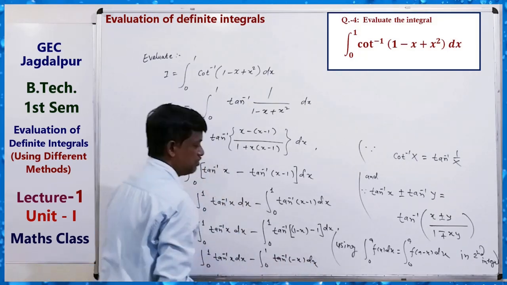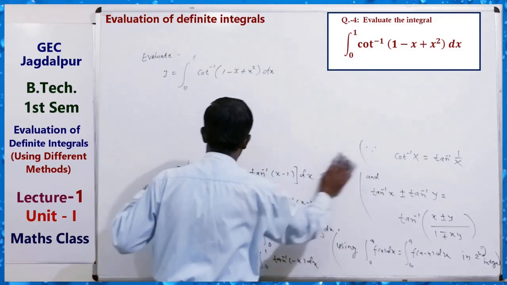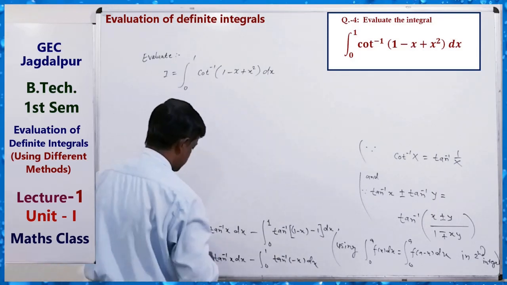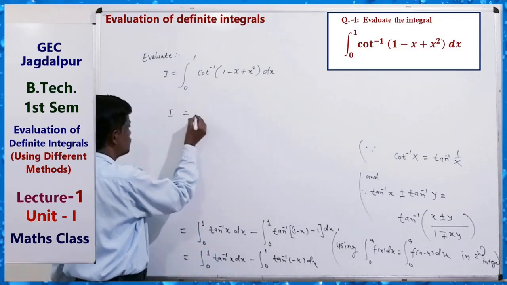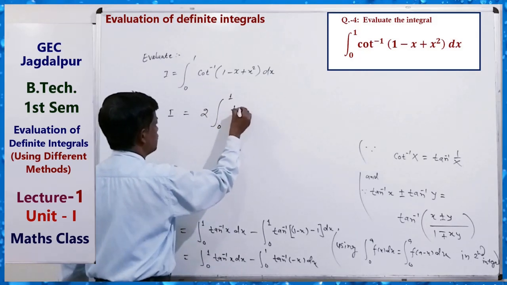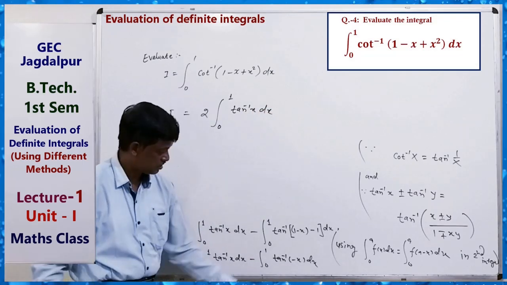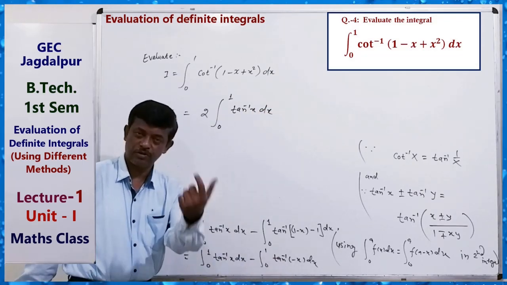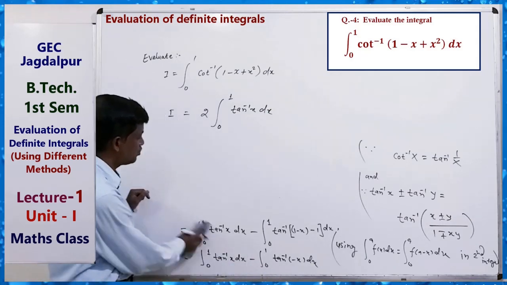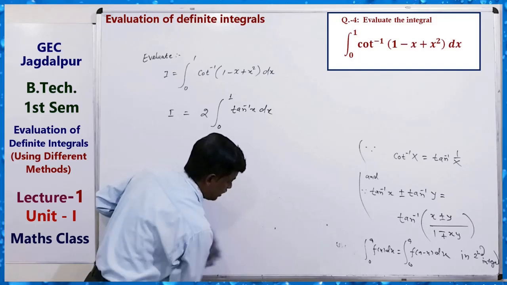And this can be written as, so I equals 2 times integral 0 to 1 tan inverse x dx, because minus tan inverse of minus x equals plus tan inverse x, the same type of integral both times. So 2 times this tan inverse x integral. Okay, now it can be solved.